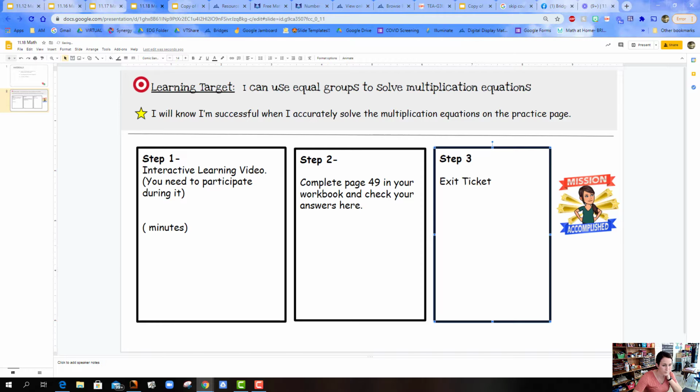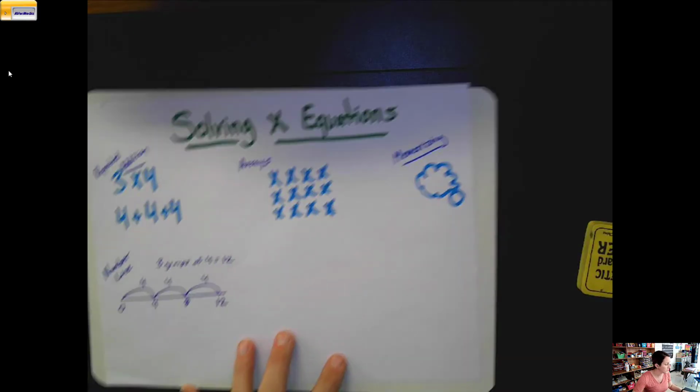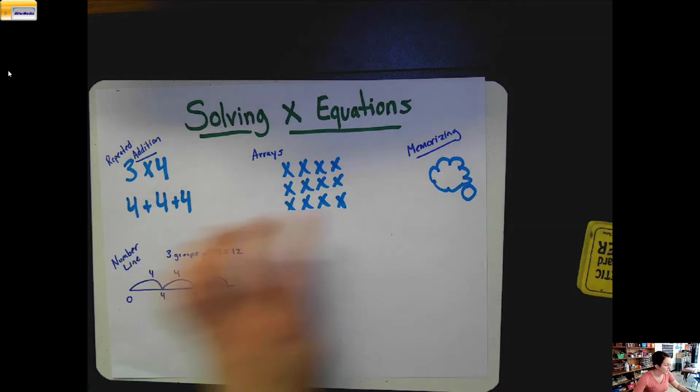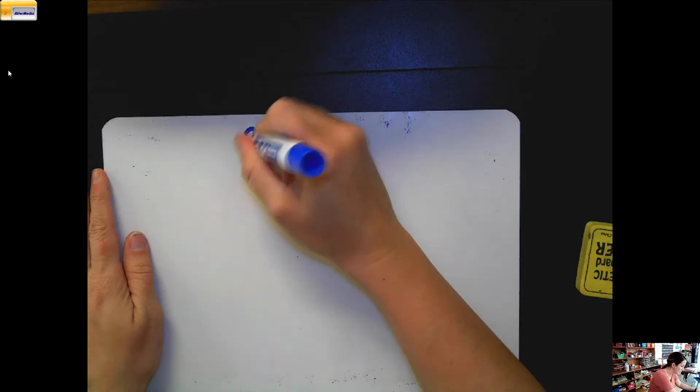All right. To review, we've learned how to solve multiplication problems using repeated addition, by looking at arrays, by memorizing, and yesterday we talked about a number line. Today we're going to be working on making equal groups or arrays. So you can just watch this first one with me. I'm going to do 3 times 5.